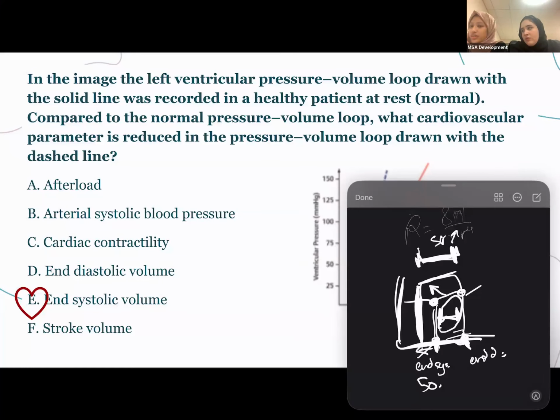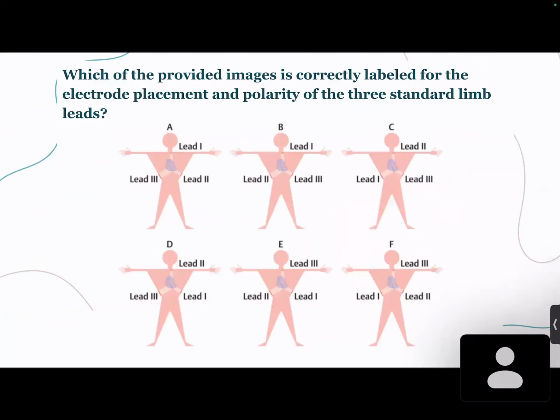Do you guys have any questions for this? Basically, if you want to look at the parameters, just look for end systolic volume and end diastolic volume, the valves opening and closing, and the stroke volume. That's it. Is that okay? Is it clear? Okay, good. Yes, thank you so much.